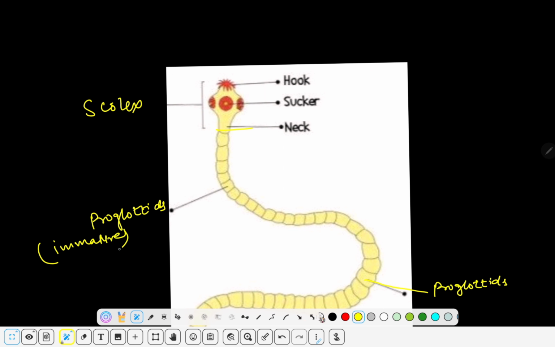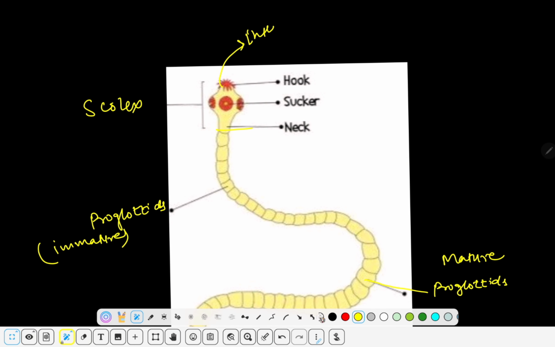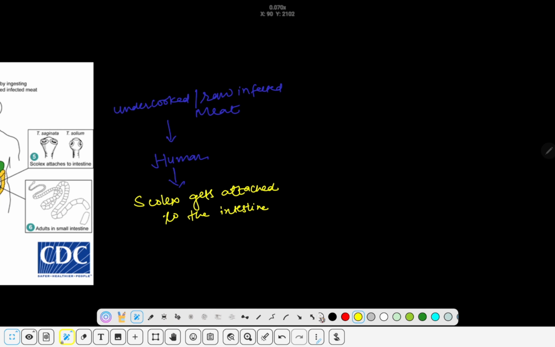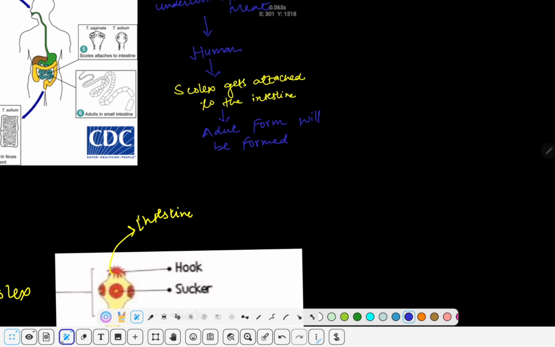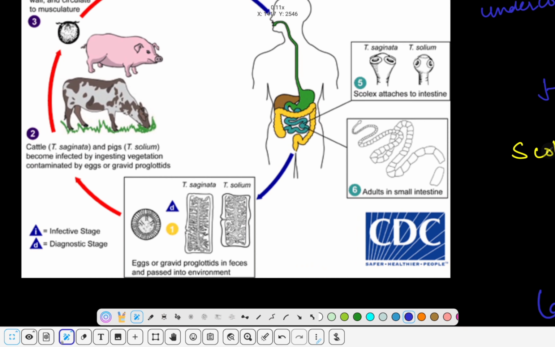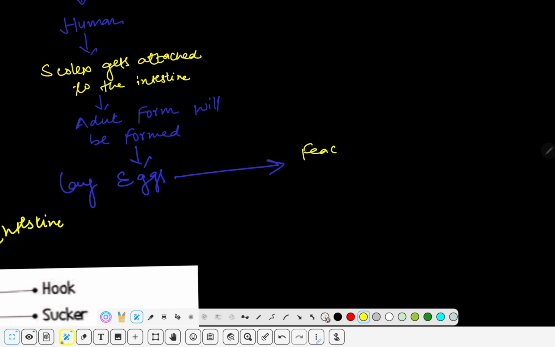As you can appreciate the difference, this is an immature proglottid and this is a mature proglottid. Proximal to the neck region it is immature, and distal to the neck region it is mature. And we also have suckers and hooks, which get attached to the intestine. After attaching to the intestine, the adult form will be formed, and this adult form will lay eggs. We can see here the scolex gets attached, and it will form eggs.